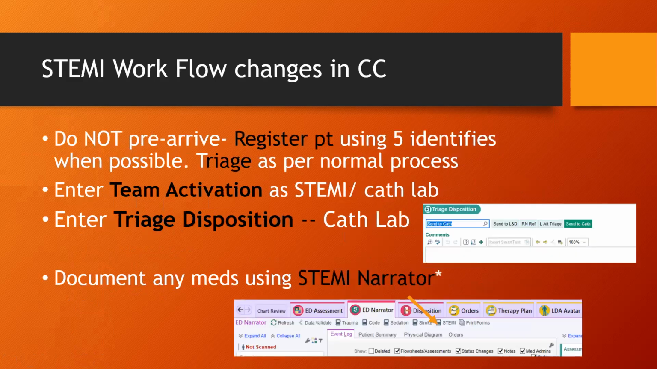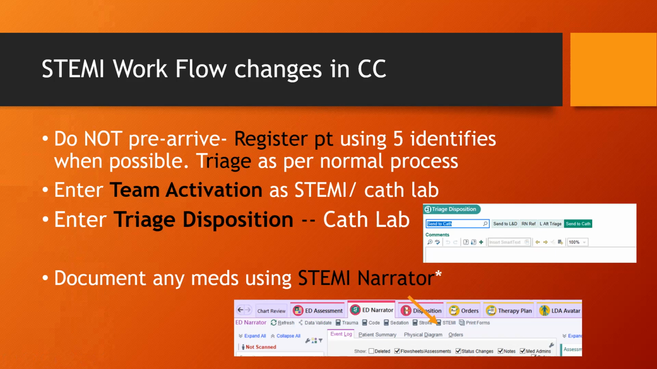Now, what about STEMIs? Again, we're going to try not to pre-arrive them. We can't pre-arrive patients and put pre-arrival information without identifying them, so you can't put that information in. So we are not going to pre-arrive them. When they arrive, we are going to register them with 5 identifiers. The same thing applies to rapid patients if these STEMIs are coming in from another site. So that's going to be the rapid process.